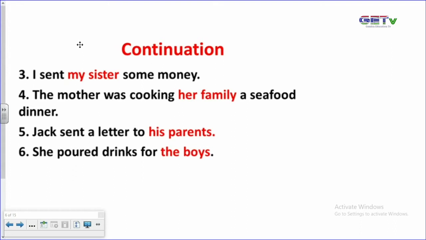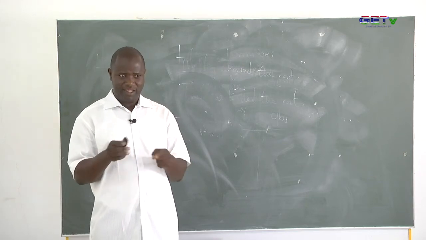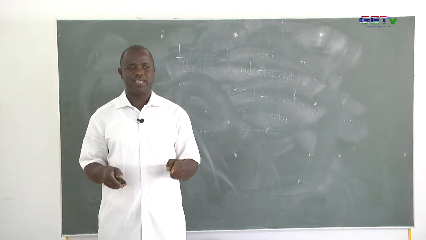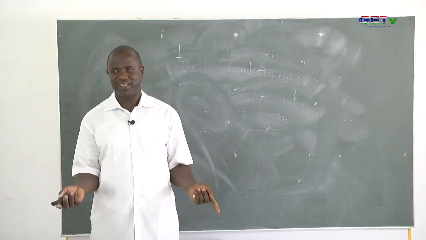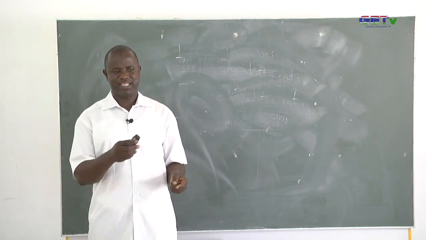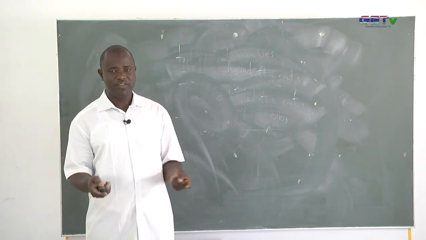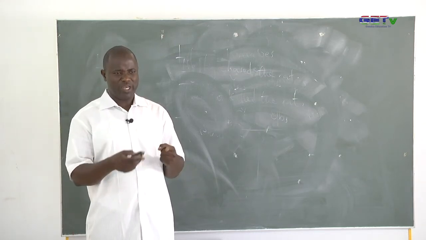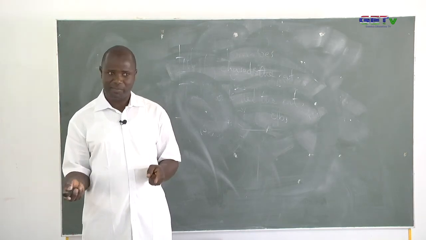So we look at number 5. Jack sent a letter to his parents. If you look at this one also, we have a direct object and indirect object. What is the indirect object? His parents. What is the direct object? A letter. So the same thing, you could have turned the sentence the other way around. You could have said, Jack sent his parents a letter. All right? Jack sent his parents a letter. So the same thing would apply. What did Jack actually send? A letter. He did not send the parents.